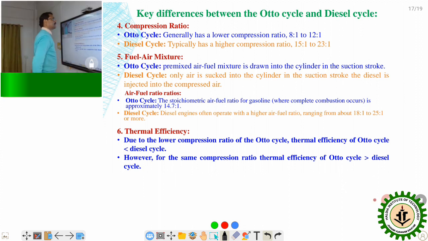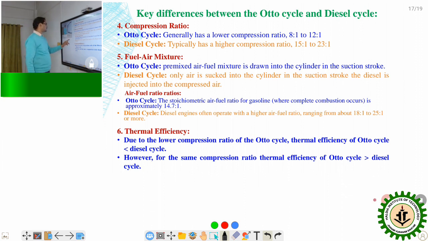If 8 is the air, then 1 is the petrol. If 15 is the air, then 1 is the diesel. So in case of diesel engine, more volume of air will be required with respect to the Otto cycle. Now, air fuel mixture. In Otto cycle, petrol and air are mixed outside of the cylinder, that is within the carburetor. But in case of diesel cycle, only air is sucked, as I have already told you, and the diesel is sprayed separately at the end of compression stroke by the nozzle.